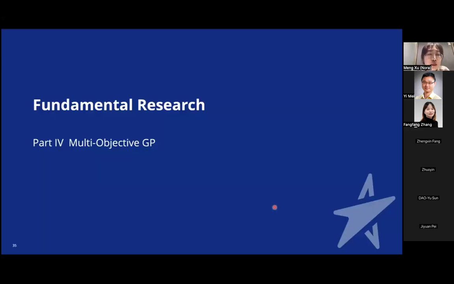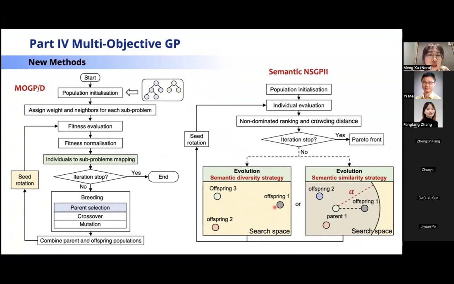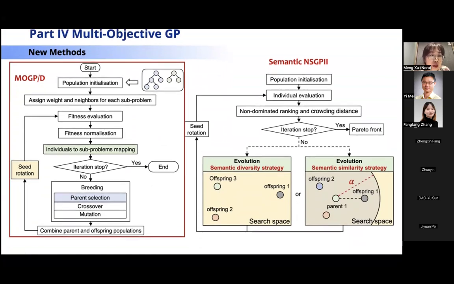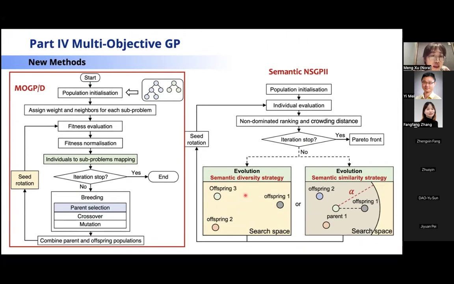Parts 1, 2, and 3 are all about single-objective genetic programming. For part 4, we will talk about multi-objective genetic programming. In total, we propose 2 methods, which combine genetic programming with MOEA/D and also combine GP with NSGA-II. First, we talk about the MOGP/D method.